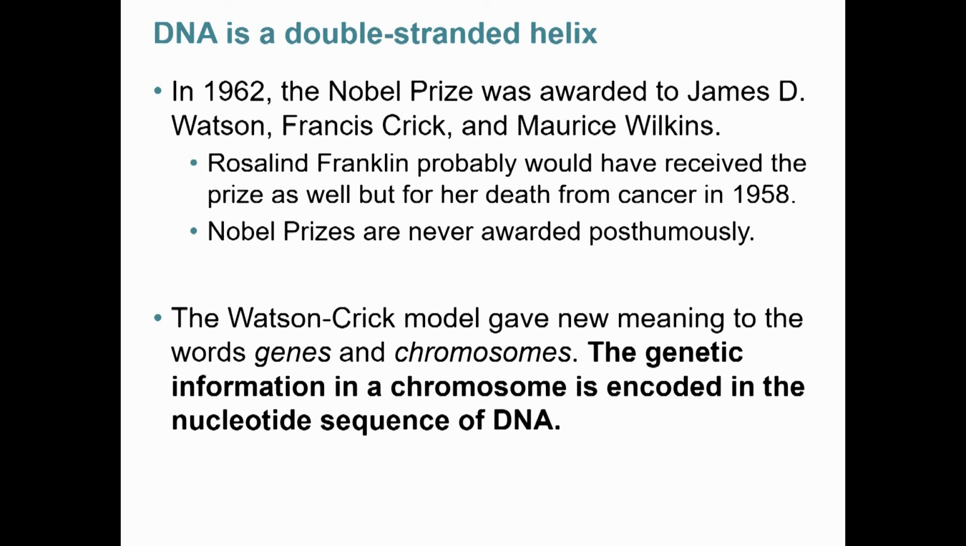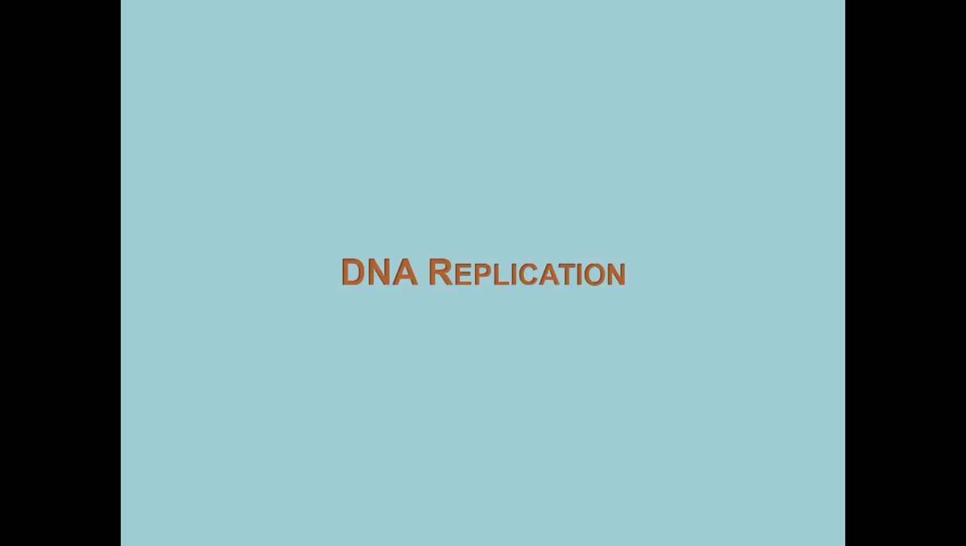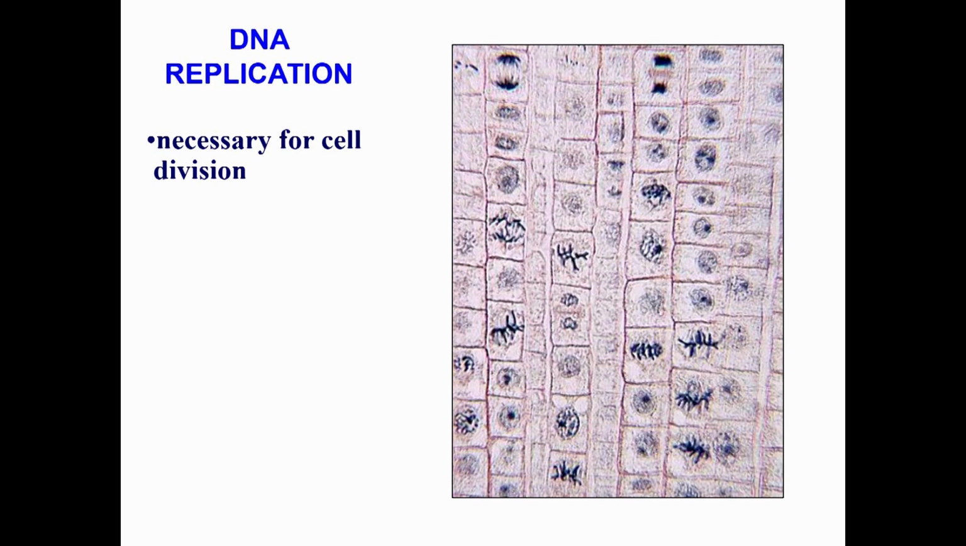Now we're going to think about how DNA is able to replicate itself. And that's really important because it's necessary for cells to go through division, and that means it's necessary for us to reproduce. Remember that DNA replication occurs during S phase of interphase. And this needs to happen to let each daughter cell have a copy of every chromosome.